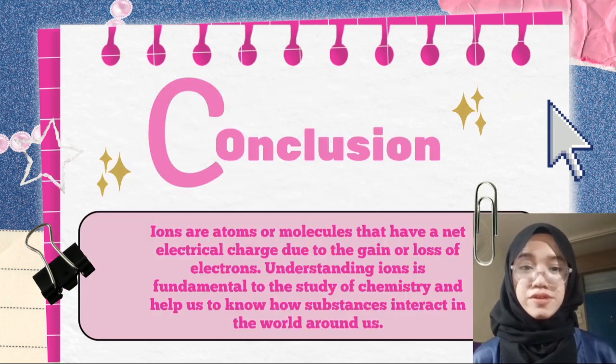In conclusion, ions are atoms or molecules that have a net electrical charge due to the gain or loss of electrons. Understanding ions is fundamental to the study of chemistry and helps us to know how substances interact in the world around us.